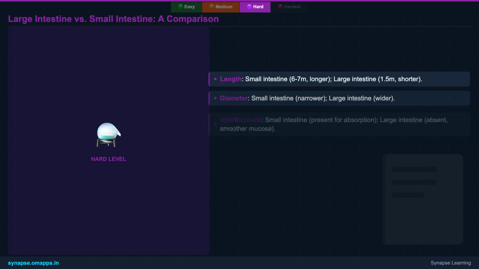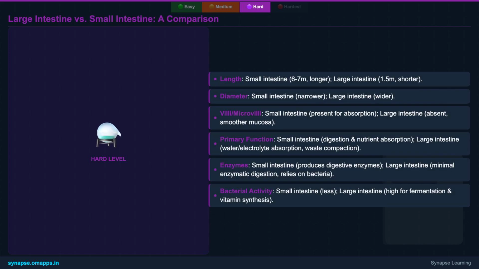To truly appreciate the large intestine, it's helpful to compare it with the small intestine. While the small intestine is long and narrow, designed for nutrient absorption with its villi, the large intestine is shorter but significantly wider, and notably lacks villi. Its primary role isn't digestion but rather water and electrolyte absorption and compacting waste. The bacterial fermentation here is intense, breaking down fibers and synthesizing vital vitamins like K and some B vitamins, a function largely absent in the small intestine. This distinction highlights their specialized, yet interconnected, roles in digestion.